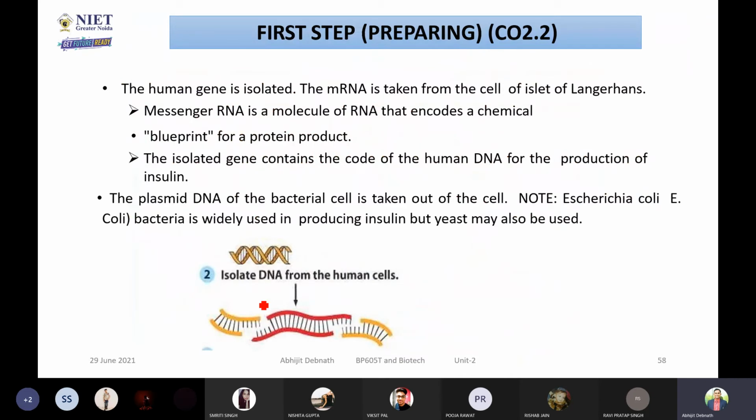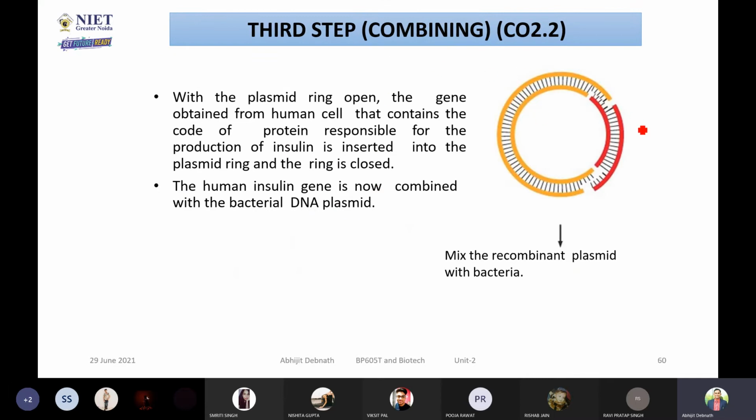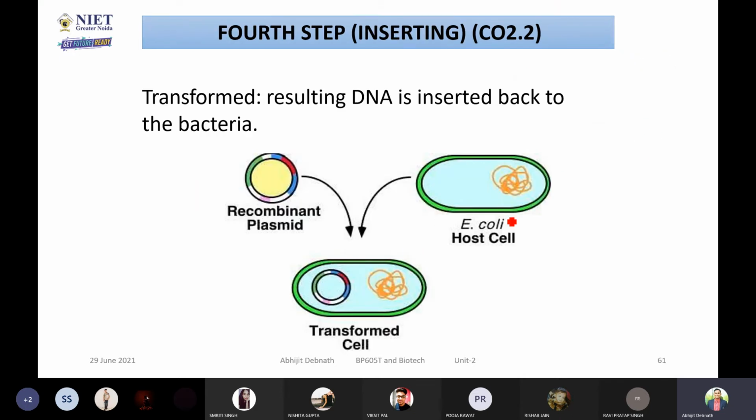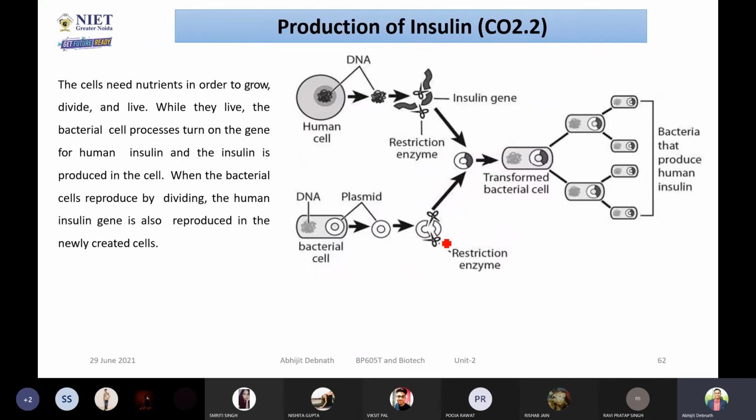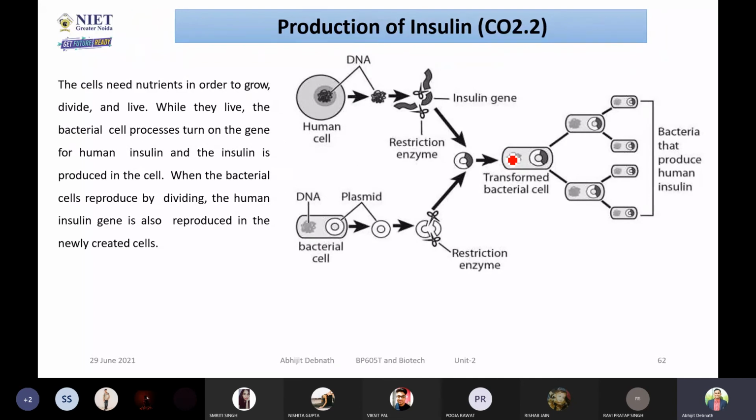The first step is the isolation of your DNA. Then in the second step, you have to cut the plasmid by using the restriction enzyme. In the third step, you have to combine the gene of interest with the plasmid, or the vector. Sometimes we also call the plasmid a vector, okay, remember that. After mixing the recombinant plasmid with the bacteria, in the next step we put the recombinant plasmid into the bacterial cell, and then it will amplify itself and also produce some insulin. So that's it for that topic on insulin.